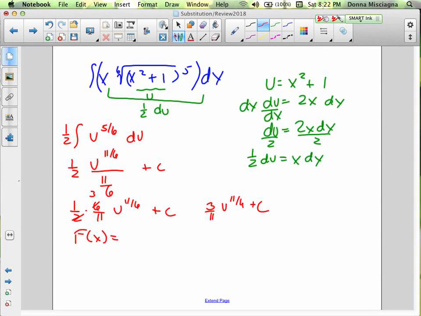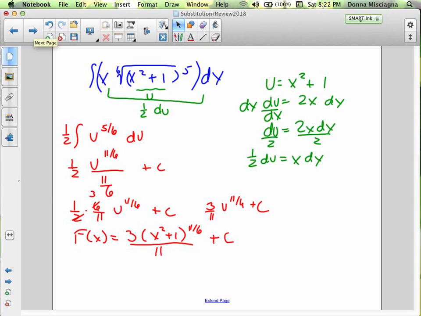Right, so now we'll substitute back. So that would be 3. I'm going to leave it as an exponent rather than rewrite it as a radical. So 3 times x squared plus 1 to the 11/6 power, all divided by 11, plus c. There we go. And we're done.